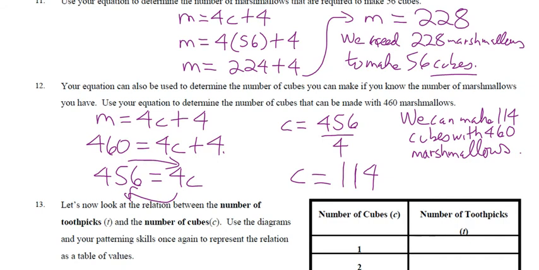Okay? Same thing here. Ignore everything but what's written. So you look at this, and remember, you don't know marshmallows are cubes, right? All you know is m equals 4c plus 4. 460 equals blah, blah, blah. Solve for c. It says we can make 114 cubes, so c must be the number of cubes with 460 marshmallows. Okay, so somebody's doing weird stuff with marshmallows and cubes, but that's what it means.